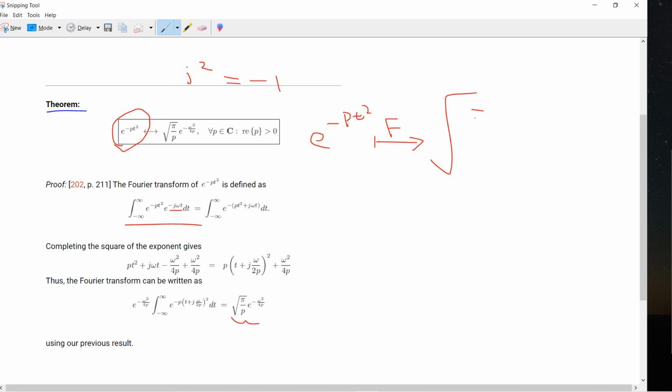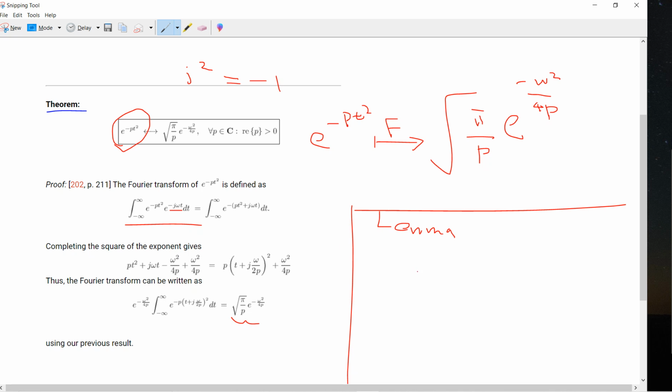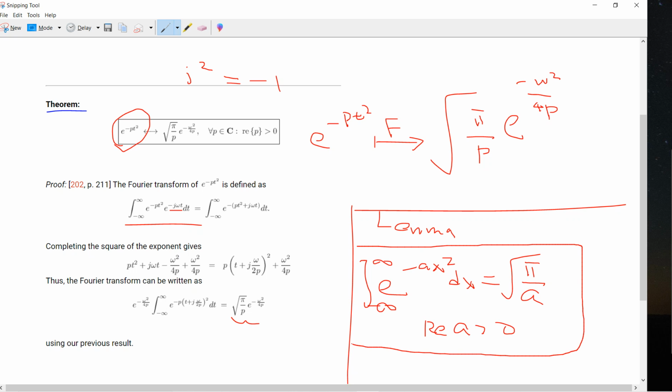So this is your final result. And we need to use a lemma. This lemma is very important, called the Gaussian integral. If you integrate from negative infinity to infinity dx, then this will become the square root of pi over a, if real a is larger than 0. So this is very important.